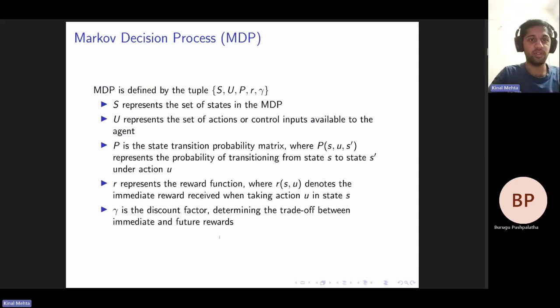And then R represents the reward function, which is usually conditioned on the state and the action. So yeah, that is the reward. And then there's a discount factor which determines the trade-off between how much importance it wants to give to short-term rewards versus long-term rewards.